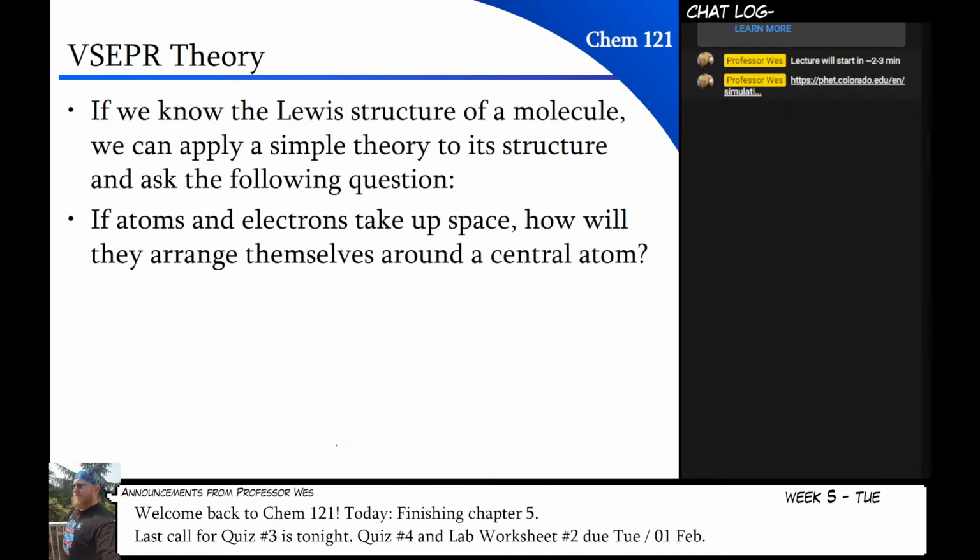So, now, the first question that we're going to ask is how does this work? If I know the Lewis structure of a molecule, how do I figure out its geometry? And the answer to that is surprisingly simple. If matter takes up space, like we discussed at the very beginning of the class, what will that matter do when it encounters other similar matter? And the answer is primarily, well, matter isn't primarily electrons, but in terms of volume and what has the most influence, electrons exhibit a charge.